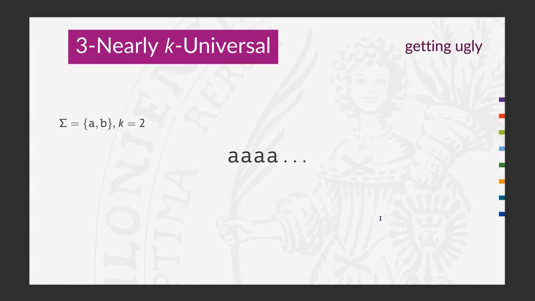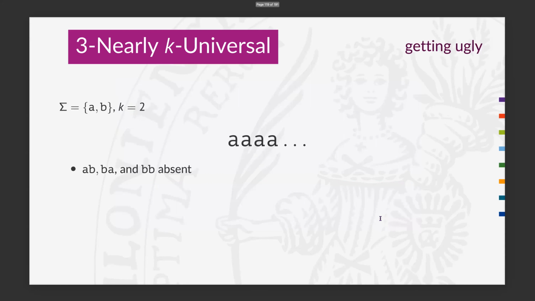With 3 nearly, it's getting ugly. So first of all, let's take a unary word. In this unary word, A, B, B, A, and B, B are obviously absent if my alphabet is A and B.